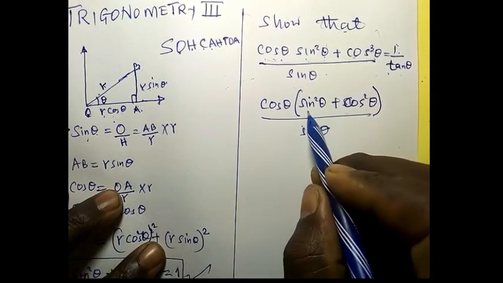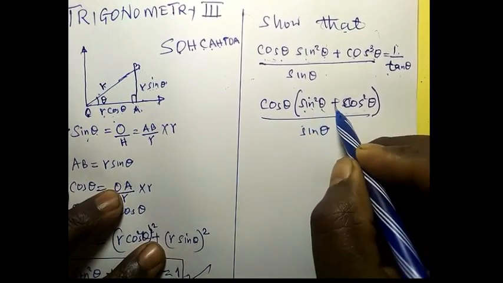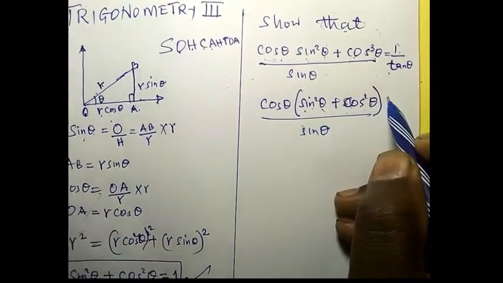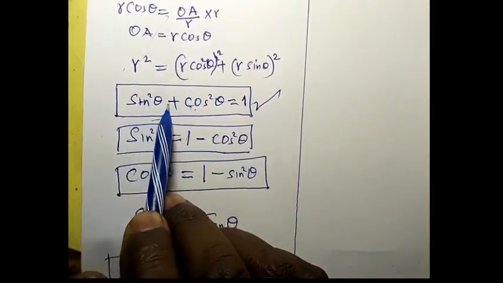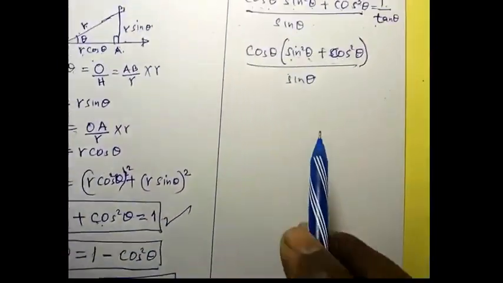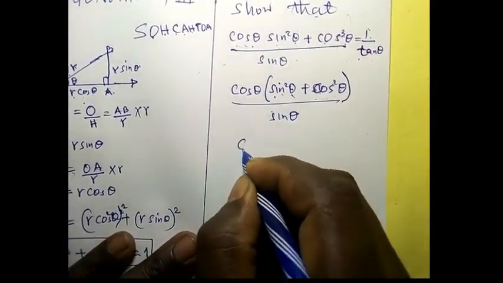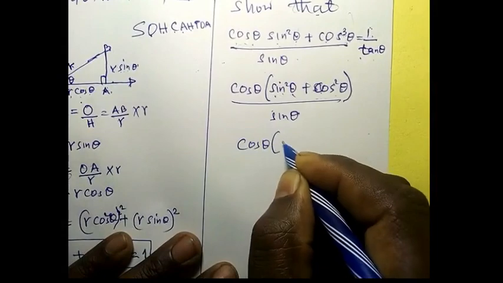But what is this? Sine square theta plus cos square theta. That's why I told you must master this. This one is simply this one. Sine square theta plus cos square theta is equal to 1.